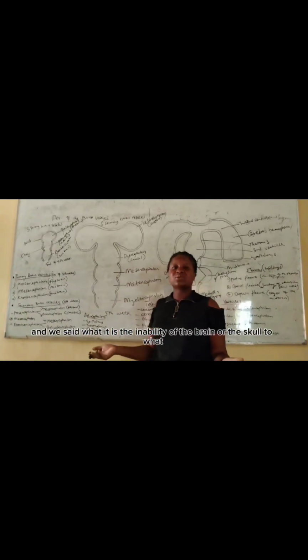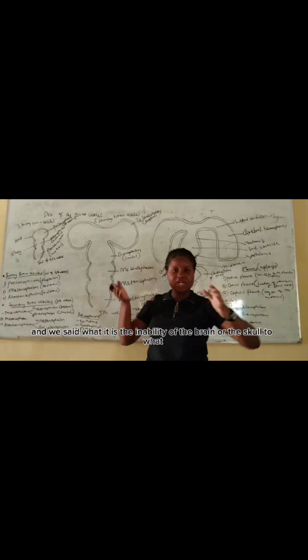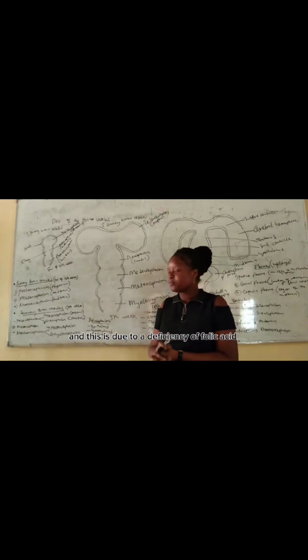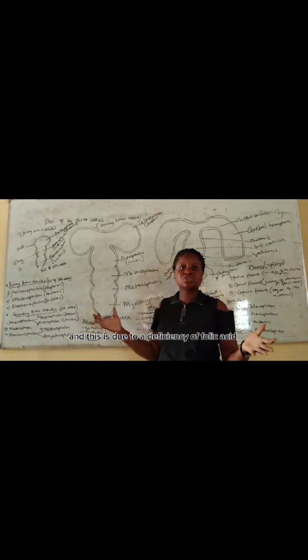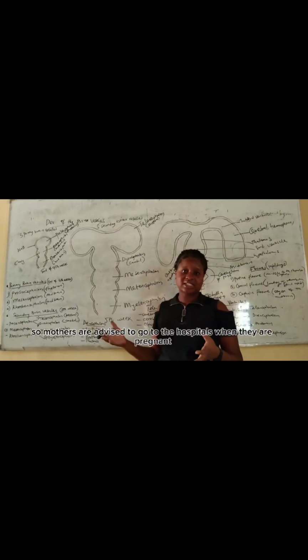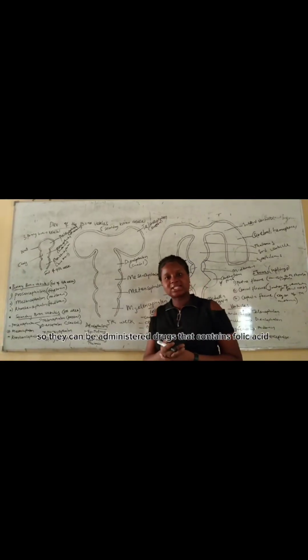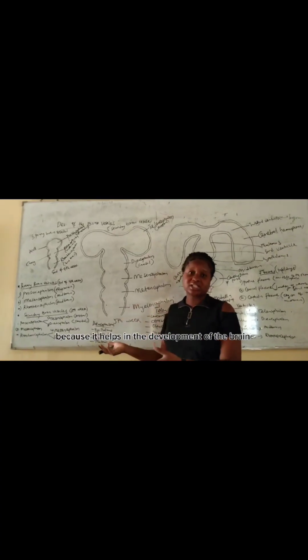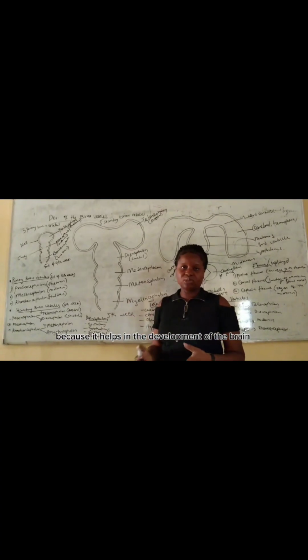And finally, we talked about the clinical anatomy, which is anencephaly. And we said it is the inability of the cranial end of the neural tube to close. And this is due to a deficiency of folic acid. So mothers are advised to go to the hospitals when they are pregnant. They can be administered drugs that contain folic acid because it helps in the development of the brain.